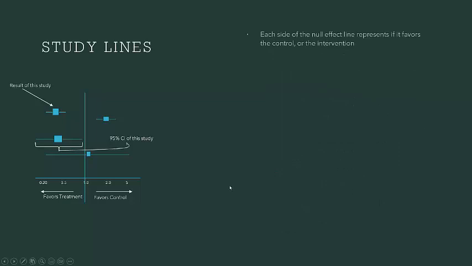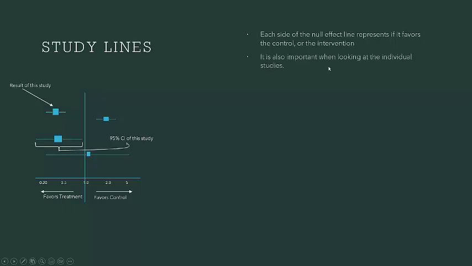Each side of the null effect line represents whether it favors the control or the intervention. Like here, it favors the treatment or intervention, and here it favors the control.